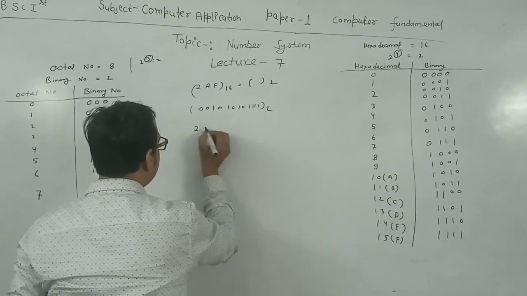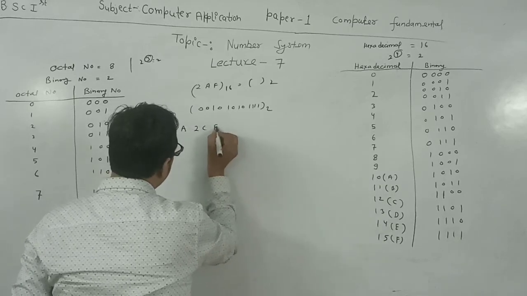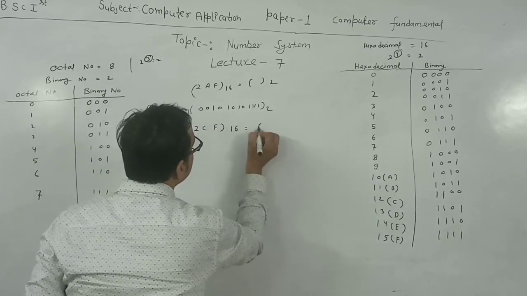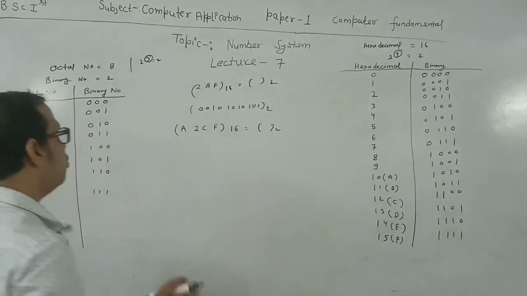We take a second example, A2CF. If we want to convert this number into binary, we only need to put in the values from the table.